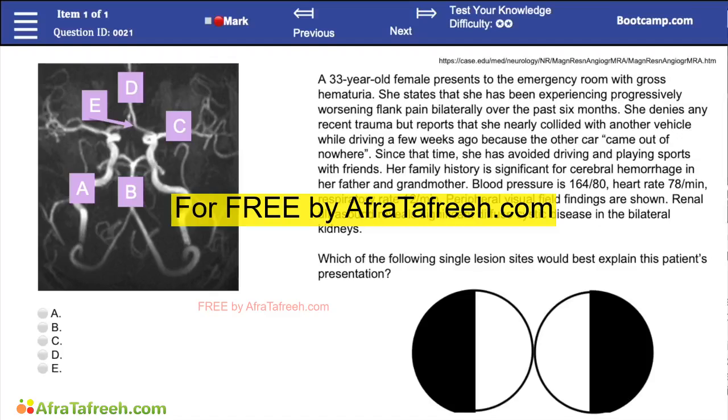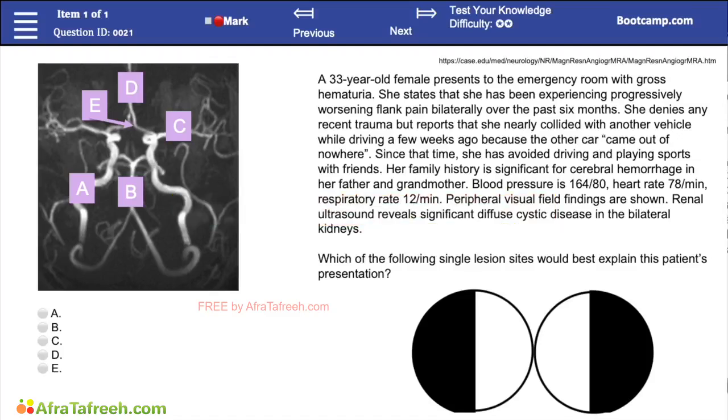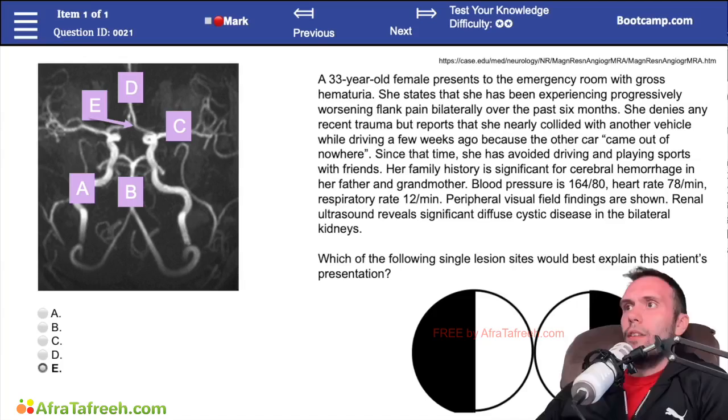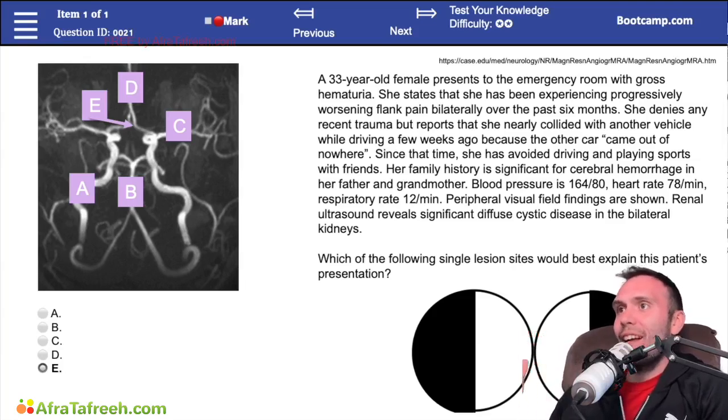5 seconds to pause the video and read the question, and then we'll go through the answer. All right, so like I said, you have to know these diagrams. I know they're kind of a pain to memorize where all these arteries are at, but they come up very frequently. So let's just go through this, see if we can make some sense of this.